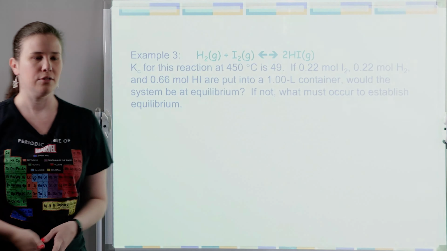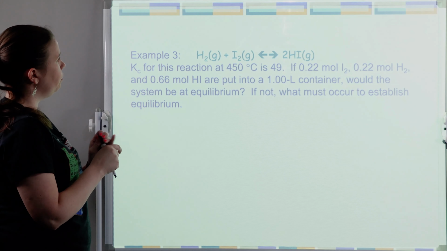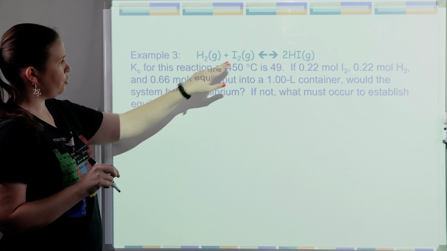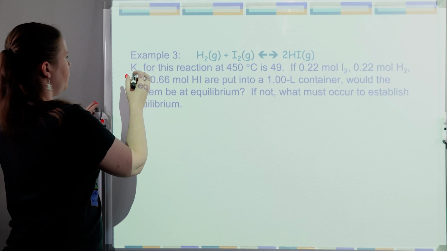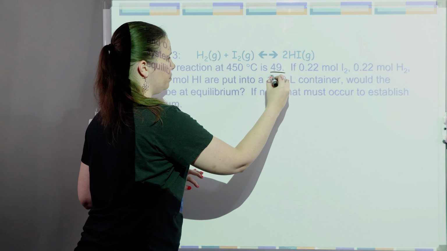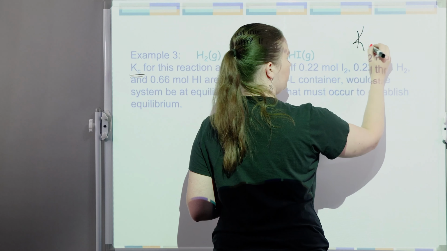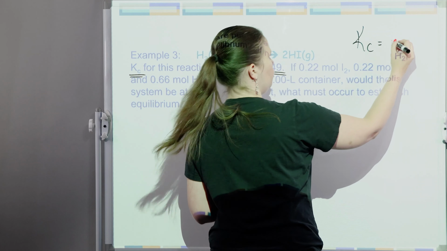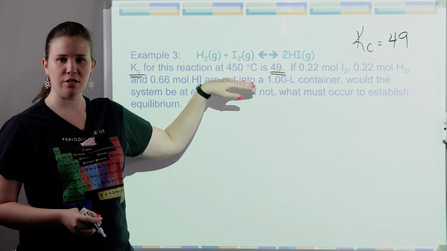All right, so let's actually try a problem. So, we have here hydrogen and iodide gas forming this hydroiodic acid. It actually gives me the Kc of the reaction to be 49. So I'm going to write that off to the side here. Kc equals 49.